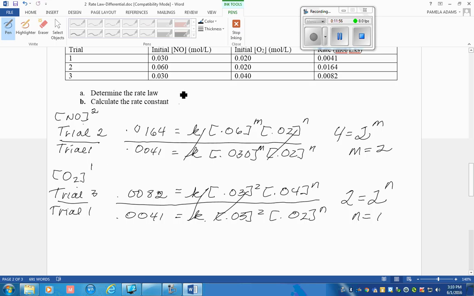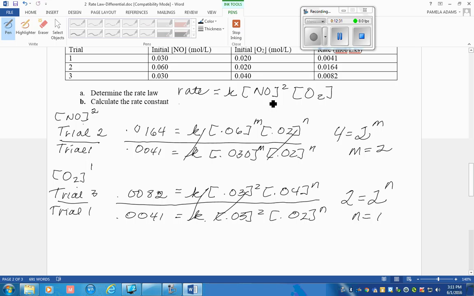So the rate law for this reaction is the rate is equal to the rate law constant times the concentration of NO raised to its order 2 times the concentration of O2 raised to its order 1. And we don't generally write ones. Now, let's determine the rate law constant. Choose any trial and use the data and substitute into the rate law.